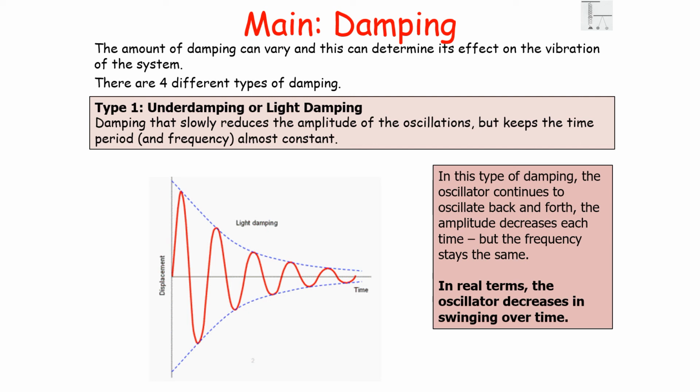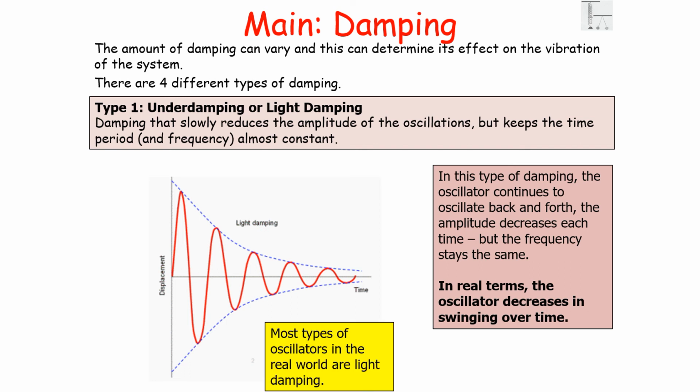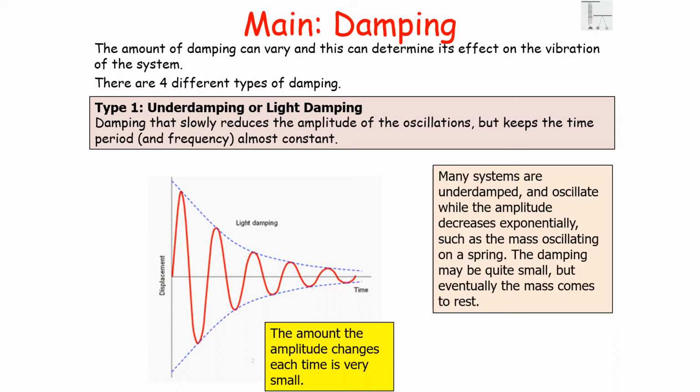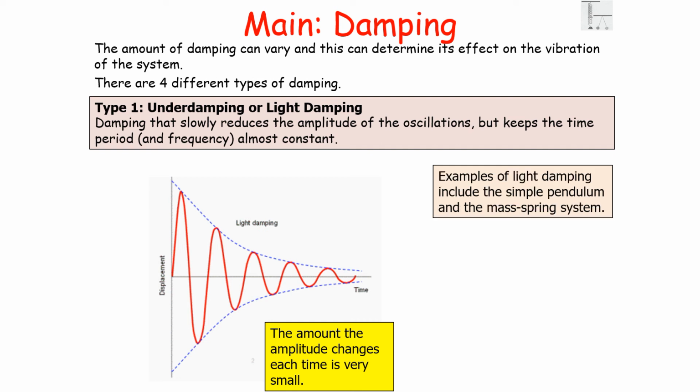So in real terms, the oscillator decreases in swinging over time. Now, most types of oscillators in the real world are light damping. The damping effect here is very gradual, and the amount the amplitude changes each time is very small. So many systems in the real world are underdamped and will oscillate while the amplitude decreases exponentially, and the time period stays the same. Examples of light damping include a simple pendulum and the mass spring system.